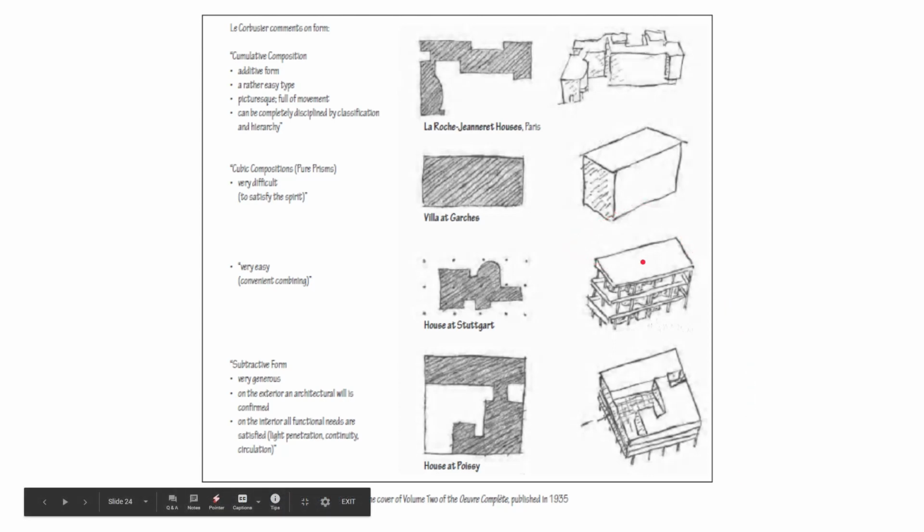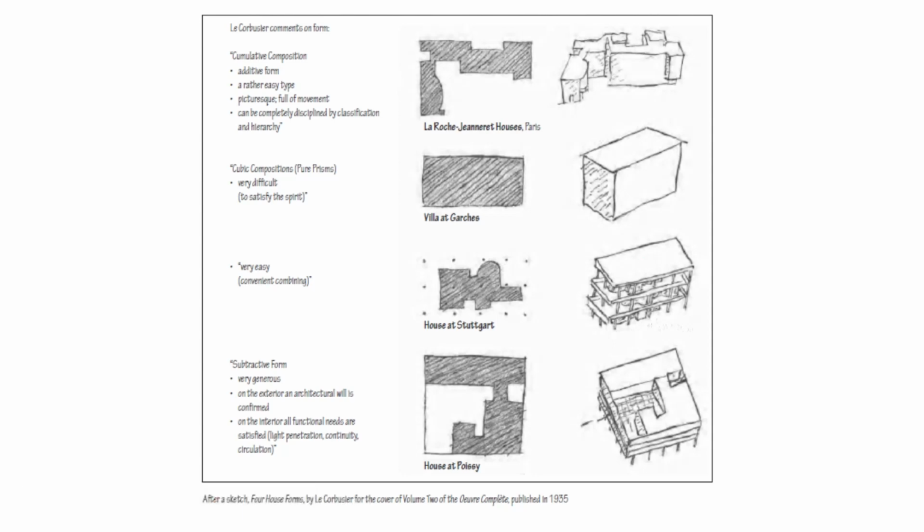Le Corbusier comments on this. You have your cumulative composition, your cubic composition, and then your subtracted form. This is your cumulative composition. It's an additional form. It's a rather easy type since you add as you go. It can be completed by discipline, classification and hierarchy.